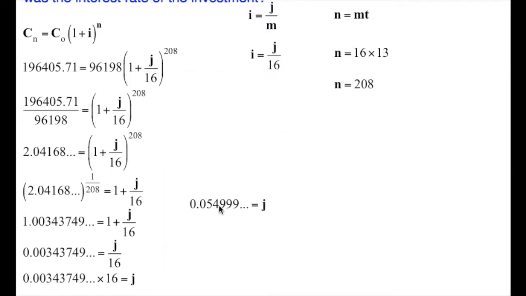0.054999999. That 999 goes on forever, so I'm just going to round it up to this decimal place, right? So it's going to be 0.055 is equal to j. That's as a decimal. As a percent, it is going to be, move the decimal place twice, 5.5%. The annual interest rate was 5.5%.